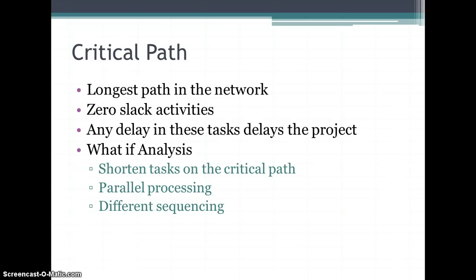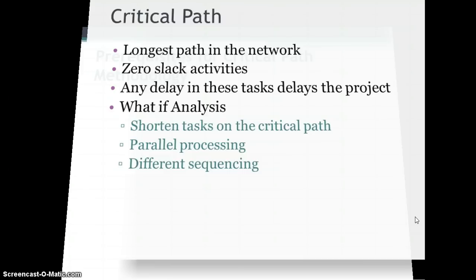We do what-if analyses on the project to determine how to make the project take less time. So for example, if something changes in your environment and you need to get this project done faster, you may shorten the tasks on the critical path, or work on how you could do that. You may try to do certain things in parallel so that they get done at the same time rather than in a sequence, or you may sequence them differently to allow for the critical path to be shortened. Doesn't happen often, but you do need to know how to do it.